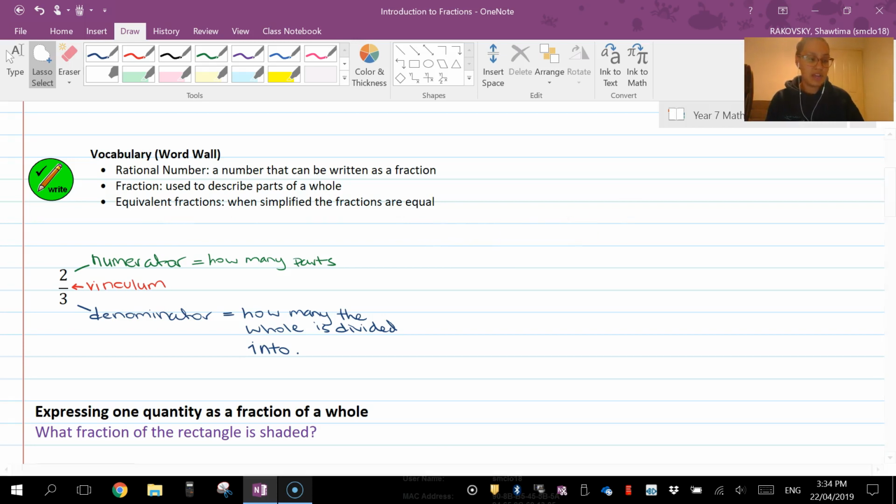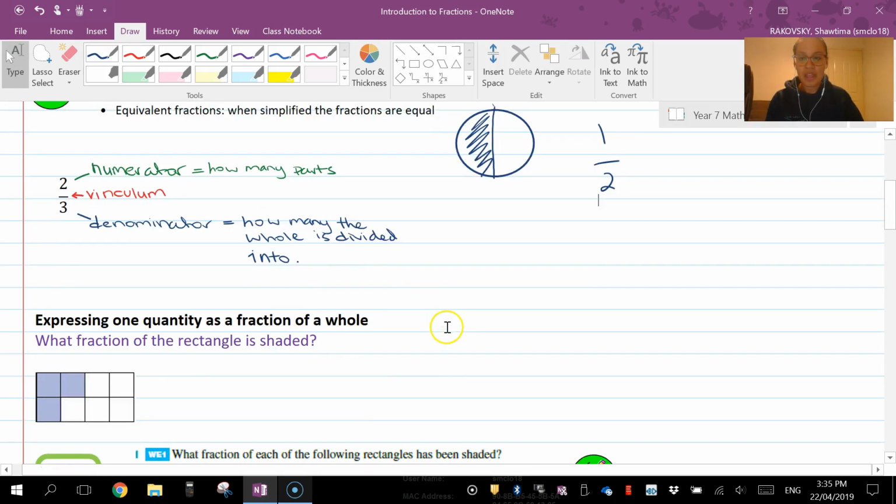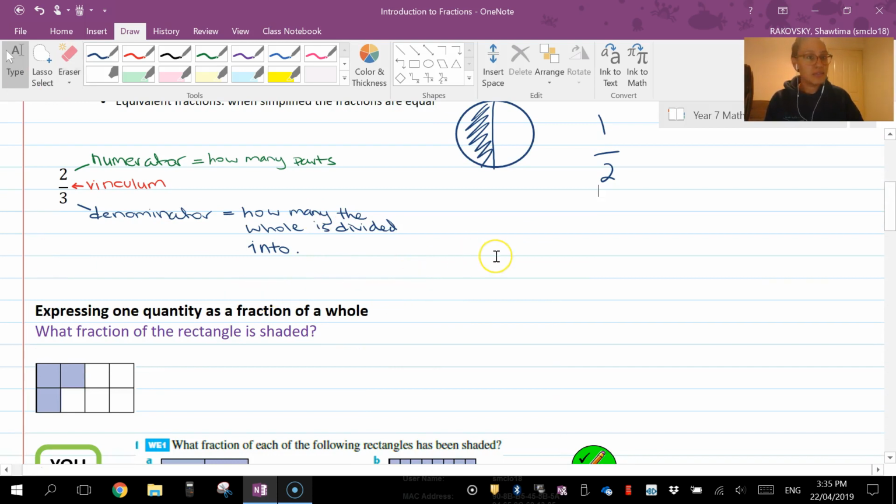So you can always think of it as your pizza. Nice pizza here, and I cut it up into half and I eat this half of the pizza. I've eaten one out of the two pieces I've cut it into. And that is what fractions are.